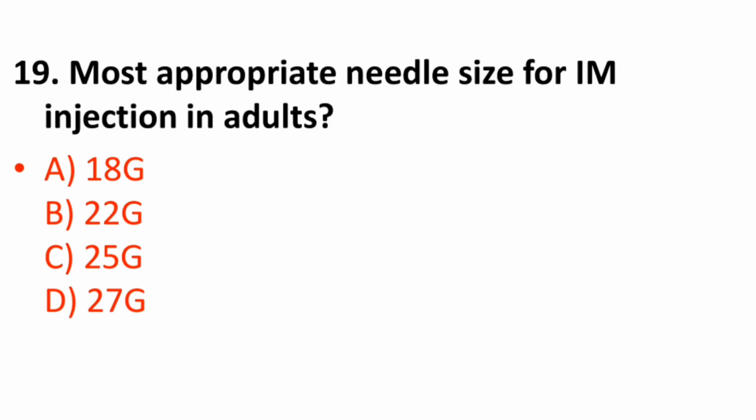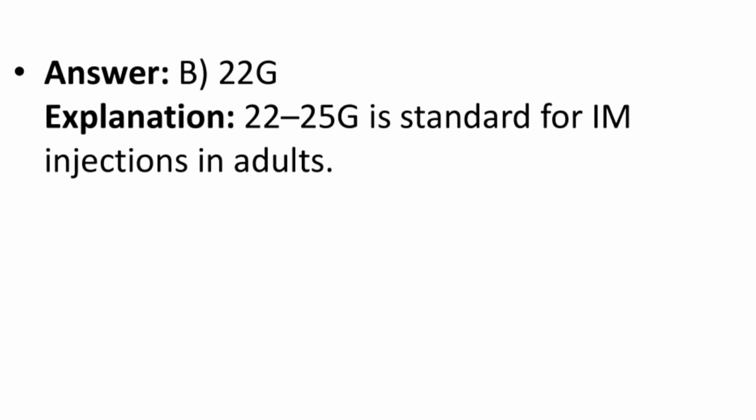Most appropriate needle size for IM injection. Option A, 18 gauge. Option B, 22 gauge. Option C, 25 gauge. Option D, 27 gauge. The correct answer is option B, 22 gauge. 22 to 25 gauge is the standard for IM injections in adults. The next question.